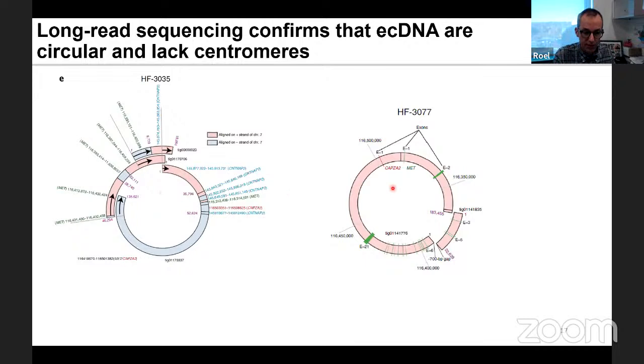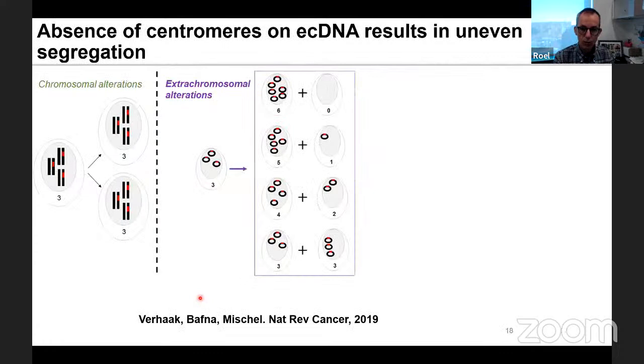Now, a key finding here was that using this long-read sequencing data, we were not able to detect the presence of centromeres. You can always question whether the reads would have been long enough to detect any such sequence, but I think this is quite suggestive of the absence of centromeres on these elements. Now, that combined with the discordance in inheritance of the circular ecDNA elements and the linear chromosomes containing these point mutations is quite strongly indicative of an inheritance mechanism where chromosomal alterations follow Mendelian rules, and a parental cell gives rise to two identical daughter cells, but this is not true for extrachromosomal DNA.